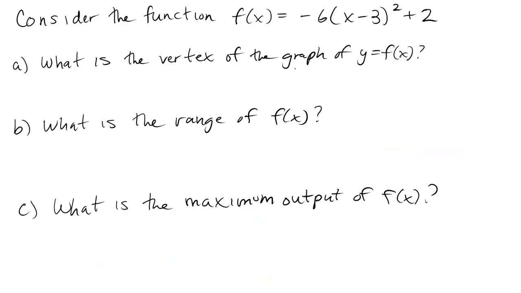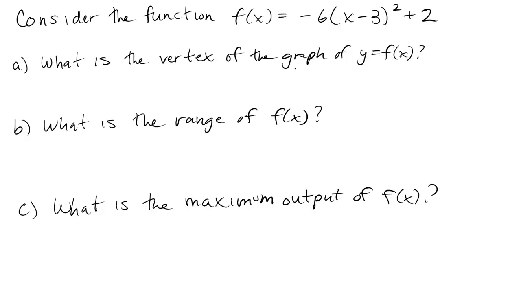First, let's see if we can just pick off the information. So in this example, we've already written the function the same way that you would write the standard equation of a parabola. It says, consider the function f of x equals negative 6 times the square of x minus 3 plus 2. Part A says, what is the vertex of the graph of y equals f of x?